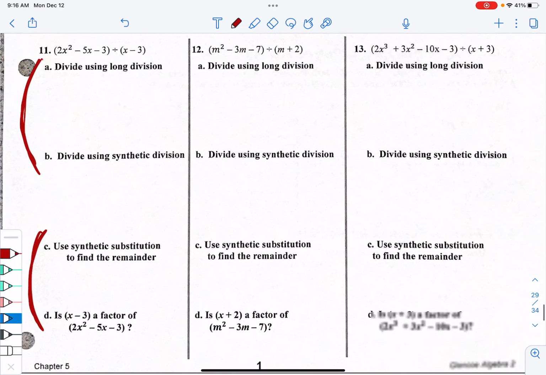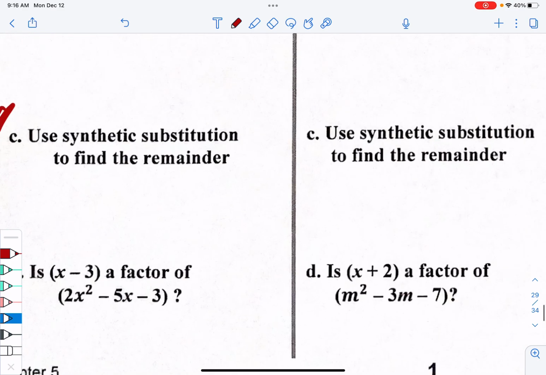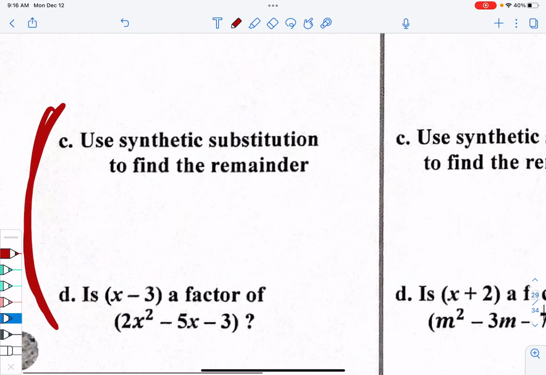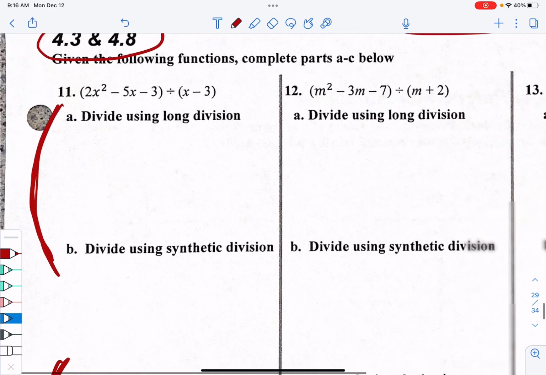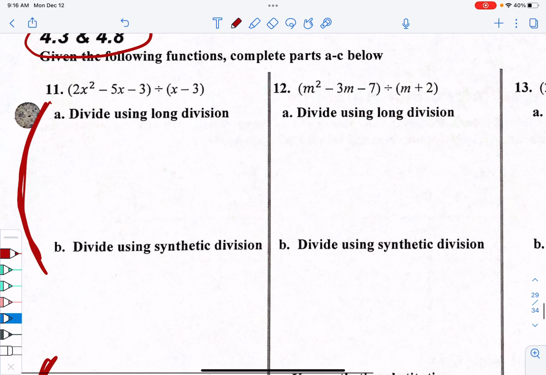If I go through number 11 all together, then it wouldn't be a bad idea to attempt 12 and 13 by yourself. I'm going to do this out of order though. I'm going to do part C first, and then D, and then we're going to go back to A and B. Here we go. You don't have to do them out of order, but I'm going to.